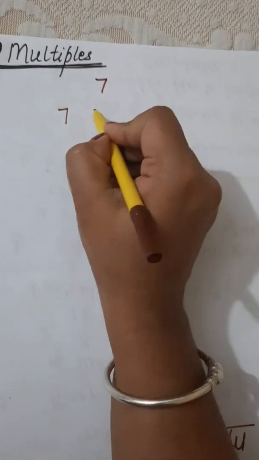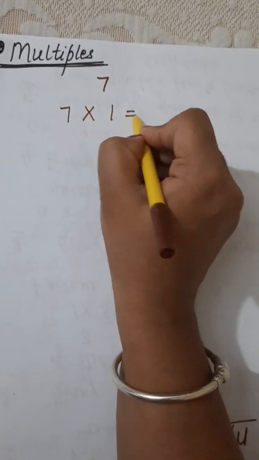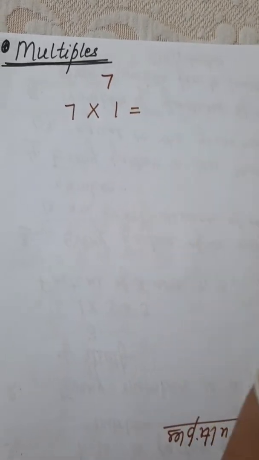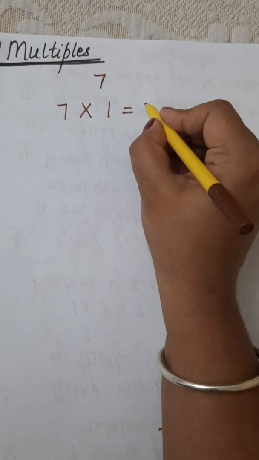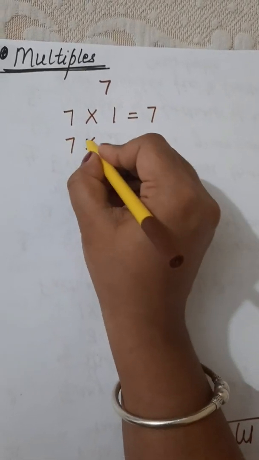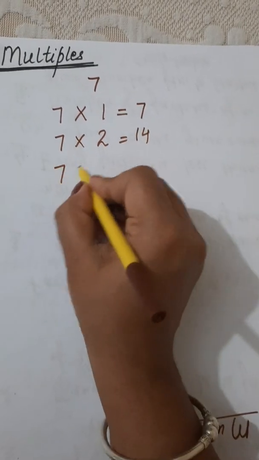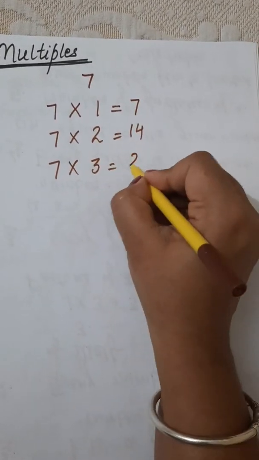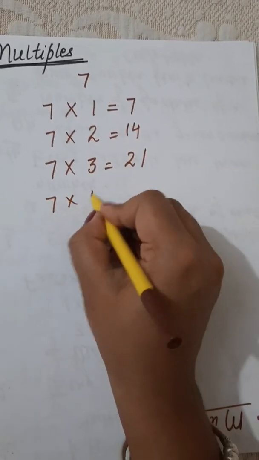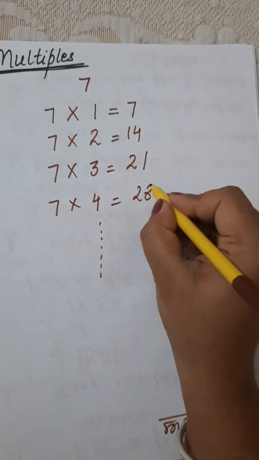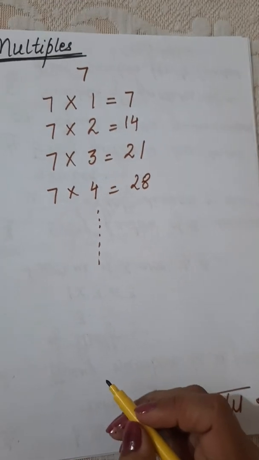For this, let me multiply 7 by 1, because to find the multiples I have to multiply the given number by 1, 2, 3, 4, and so on. 7 into 1, we have 7. 7 into 2, 14. 7 3s are 21. 7 4s are 28. Similarly, I can find so many multiples of 7.